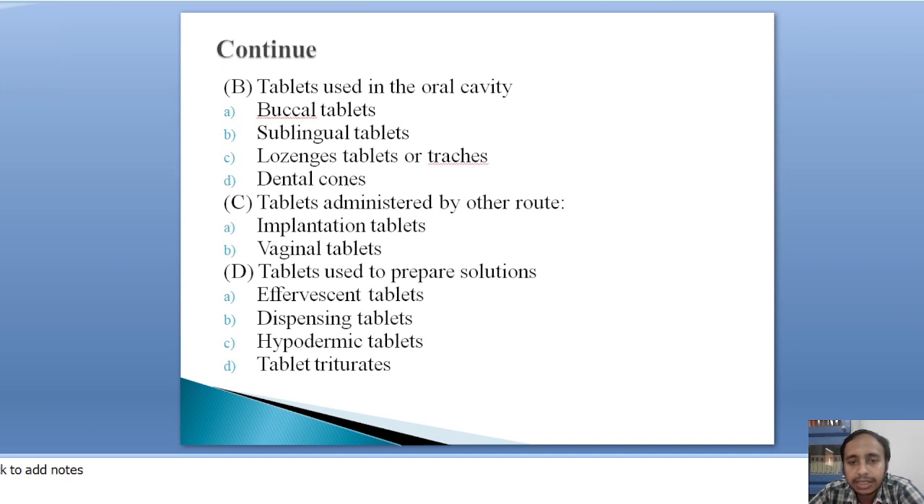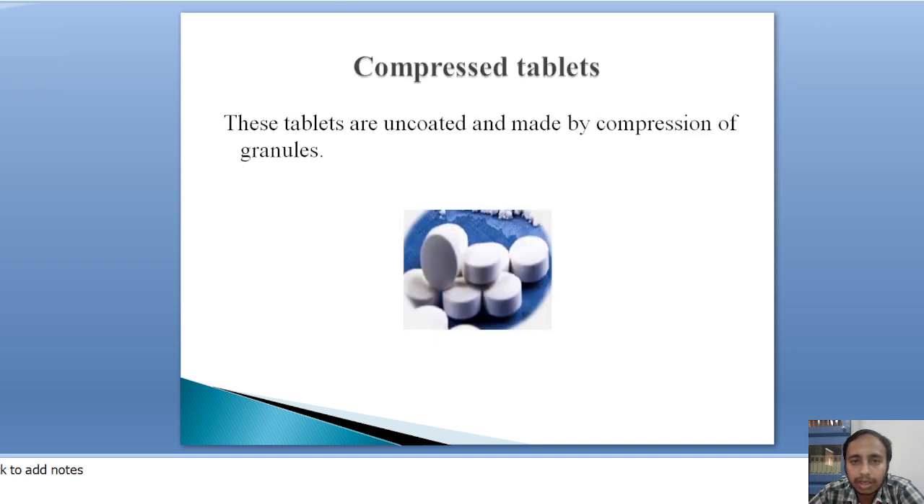Next is the dispensing tablet, then the hypodermic tablet, and another one is tablet triturates. As you know, hypodermic means below the skin. So hypodermic tablets can be used, and tablet triturates. You can see the image of the tablets.